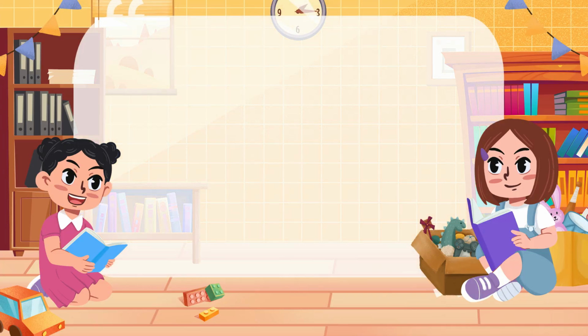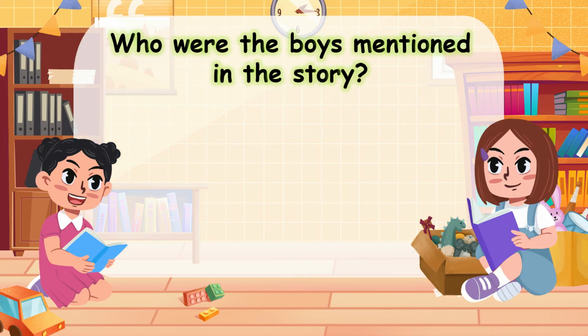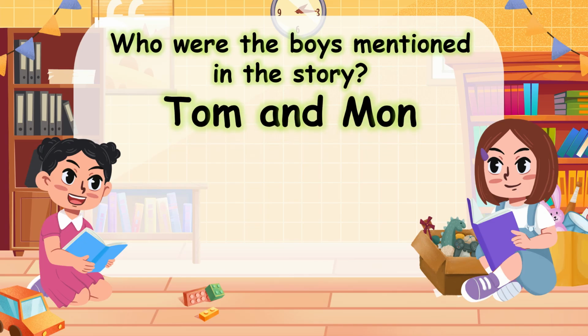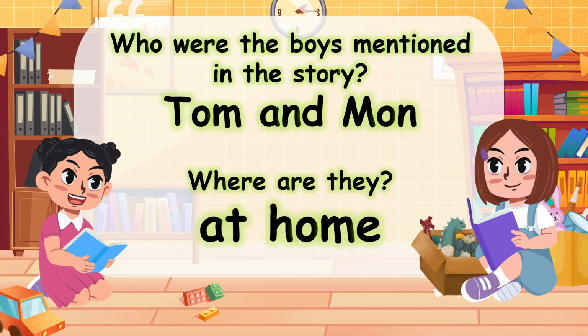Now let's go to the next. Who were the boys mentioned in the story? Do you remember their names? It was Tom and Mon. Now, where are they right now in the story? They are at home. Very good. Tom and Mon are at home.